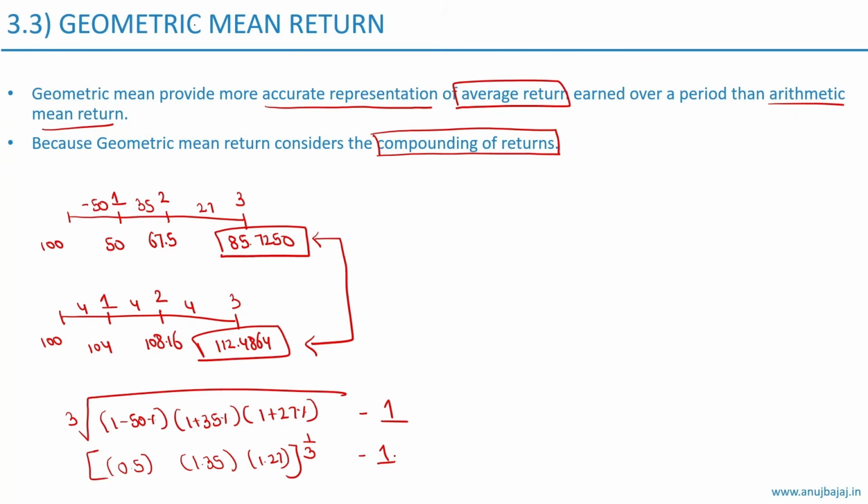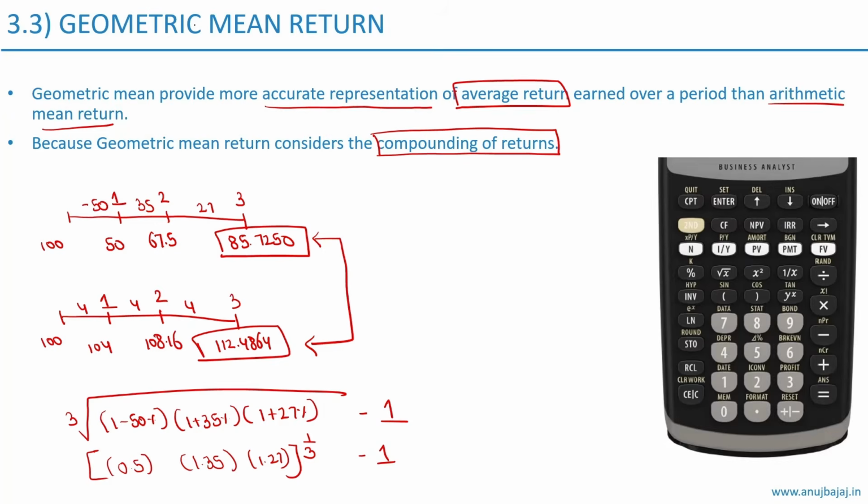Now how do you do this on your calculator? You first multiply these three figures, which is 0.5 multiplied by 1.35 and then 1.27. Press equals to. Then press this key, y raised to x, and then press the open bracket. Then do 1 divided by 3 and then close the bracket.